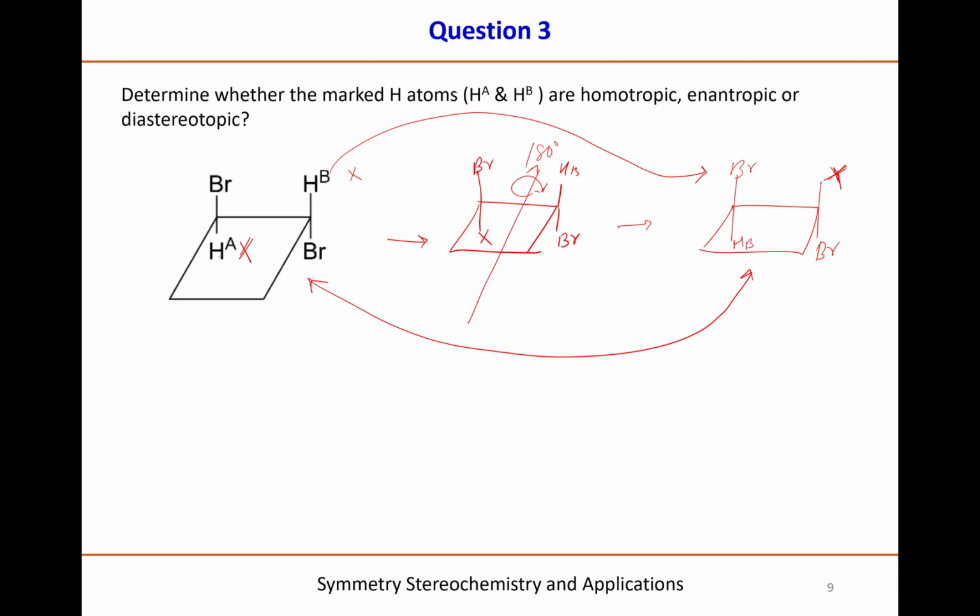hydrogen atoms. And in this molecule there is also a plane of symmetry. If I pass the center of inversion here, you can see that a center of inversion is there, right? So the molecule is achiral and these two hydrogens are homotopic to each other, okay? Homotopic to each other.